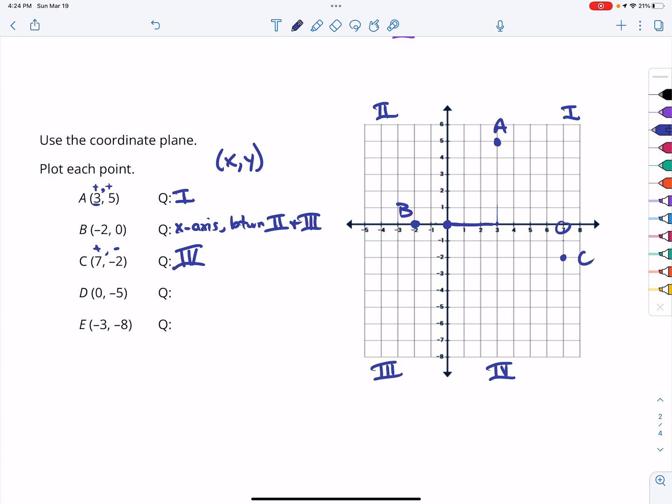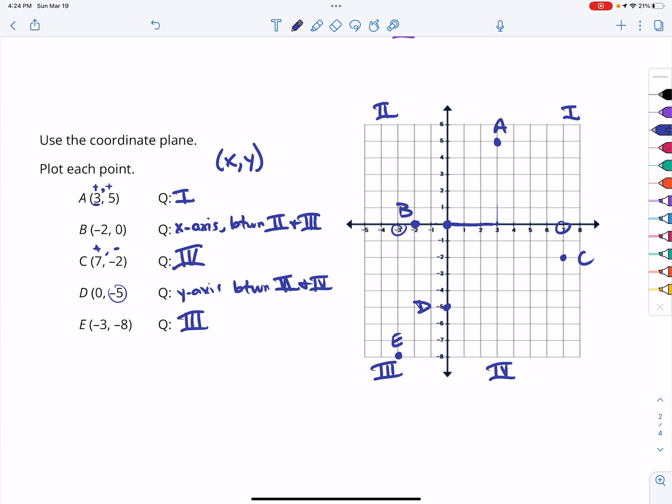Point D, our x value is 0, so we don't travel anywhere from the origin, but then our y value is negative 5, so we have to go down 5 units. So D is at (0, -5), and that's going to be on the y-axis between 3 and 4. Awesome. And then point E is (-3, -8), so our x value is to the left of the origin to -3, and then down 8. So right here is where point E is, and that's right on the edge of quadrant 3.